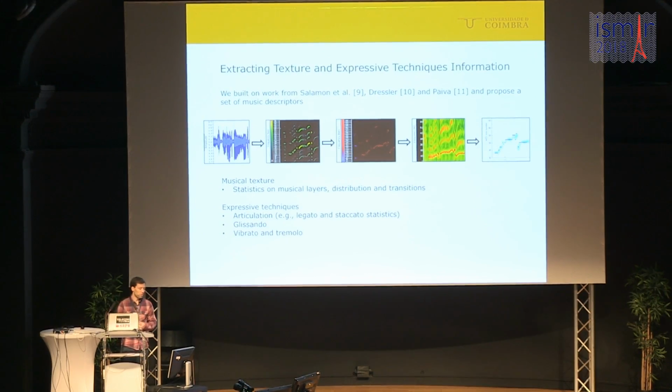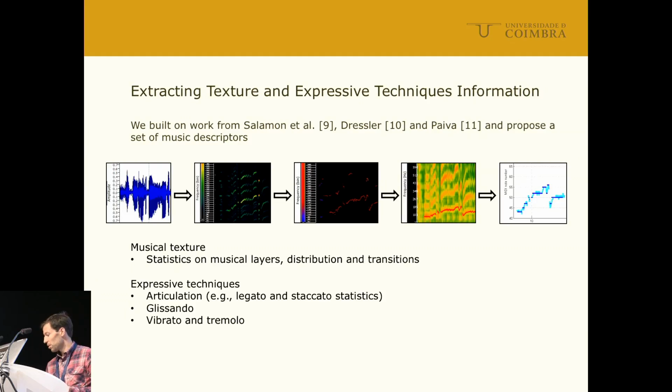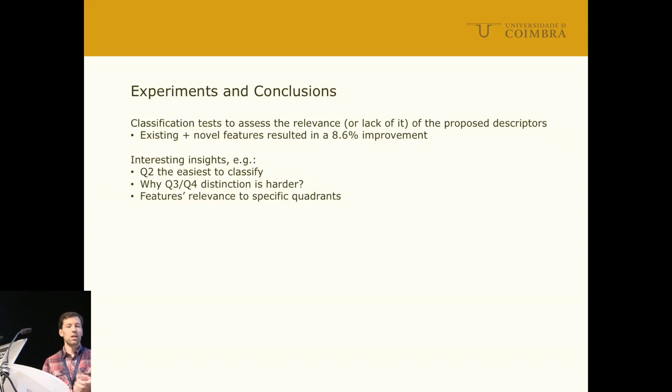we built on previous work by Salamon and Emilia Gomez, and by Dressler. We also adapt some of our previous work, and propose a set of descriptors that are related with musical texture, with articulation, glissandi, vibrato, and others, that although not being quite complex, from our experiments, proved to be efficient and to help improving the results. We also achieved some interesting insights about emotions and music and their relations.